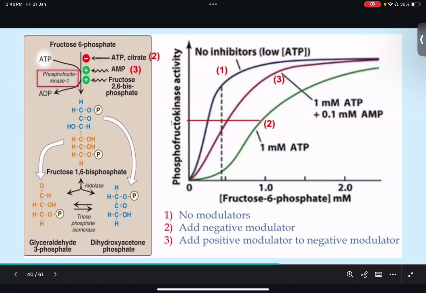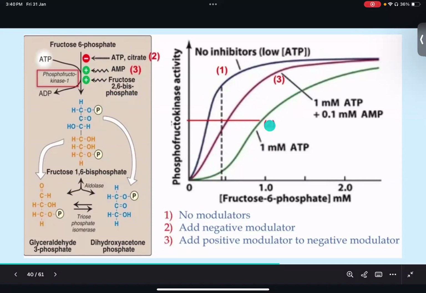So they will bind to the allosteric site, and as we said, they will move it to the T state, the inactive state, and this is the normal curve. They will shift the curve downward and towards the right. While AMP and fructose bisphosphate will activate or enhance this enzyme so that it moves the reaction forward.